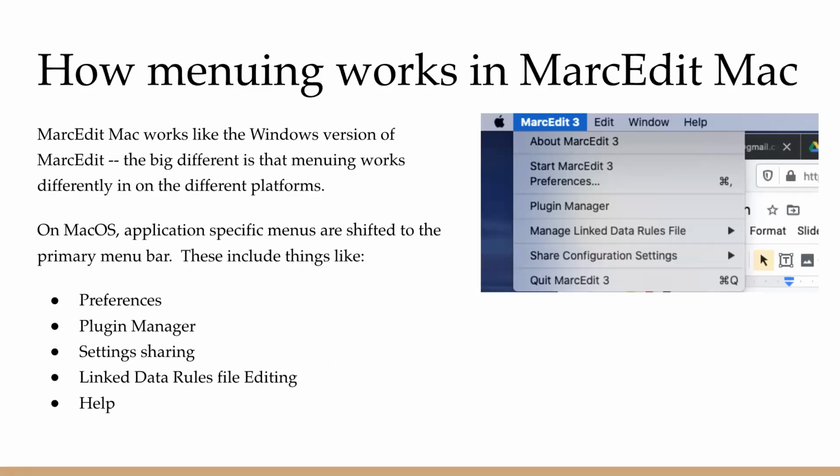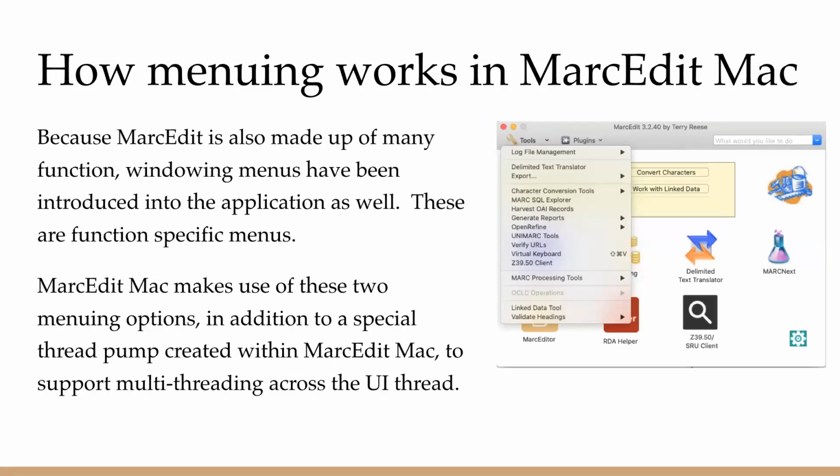So how does the menuing work in MarcEdit? MarcEdit has 2 different versions of menus. I'd mentioned this already. There's the top level menus on the application bar. Those are shared menus. You'll find preferences, plugin managers, shared settings, link data, rules editing, and the help system. Inside of MarcEdit itself, that's where you're going to find the individual application specific menus.